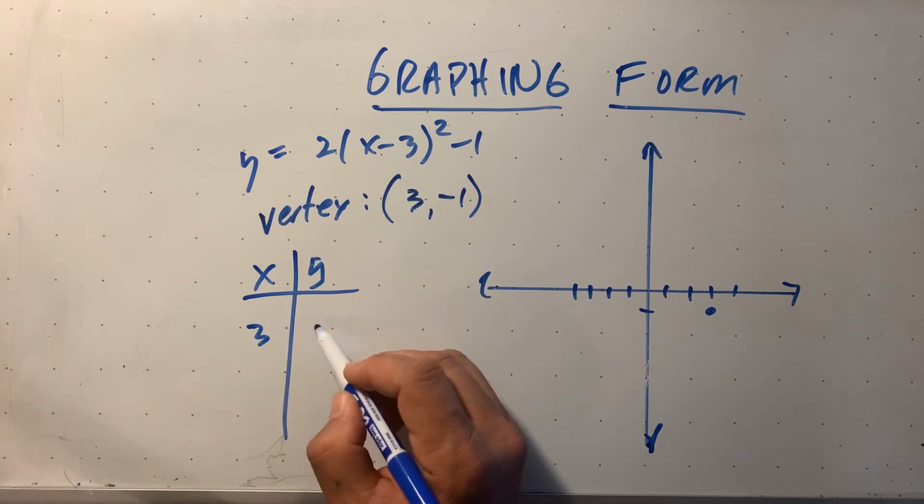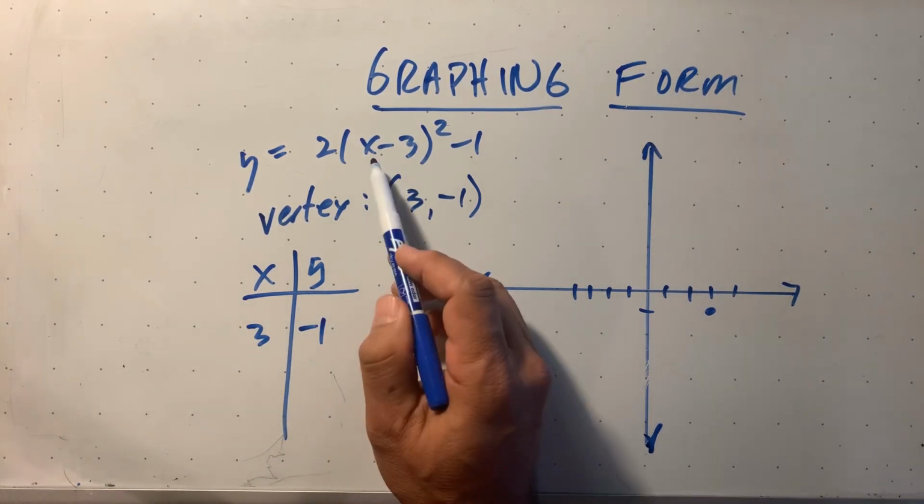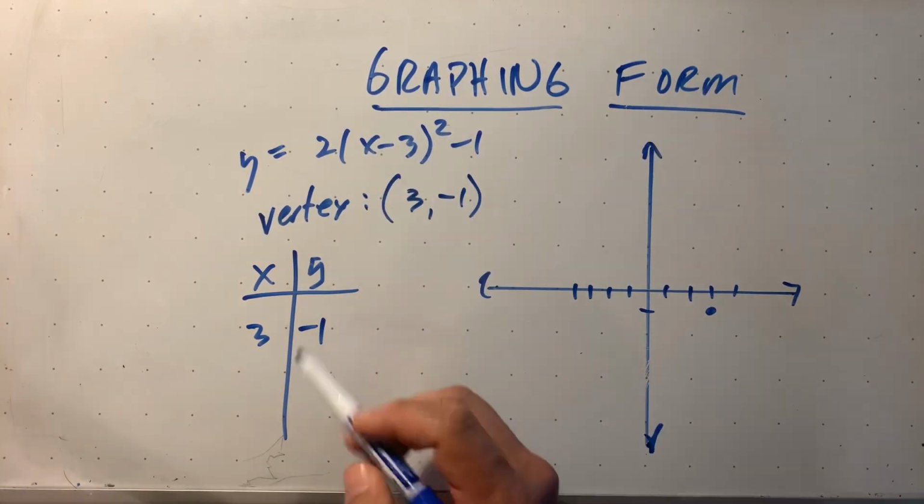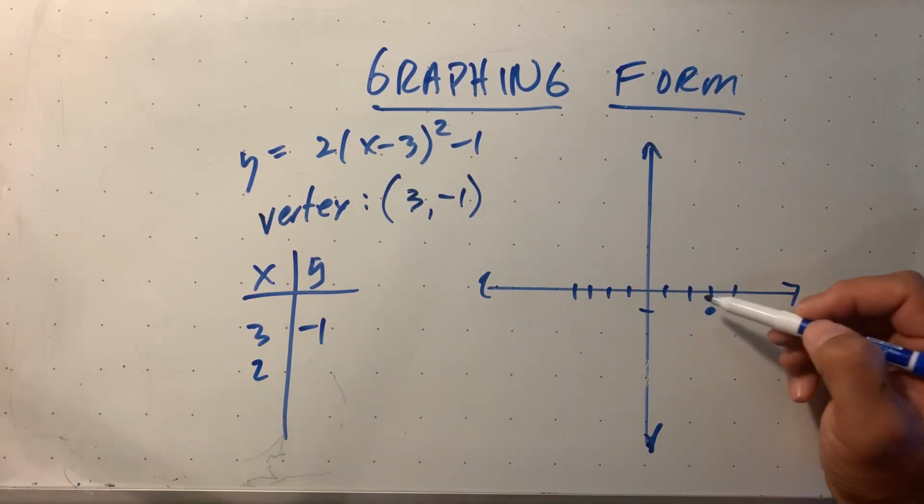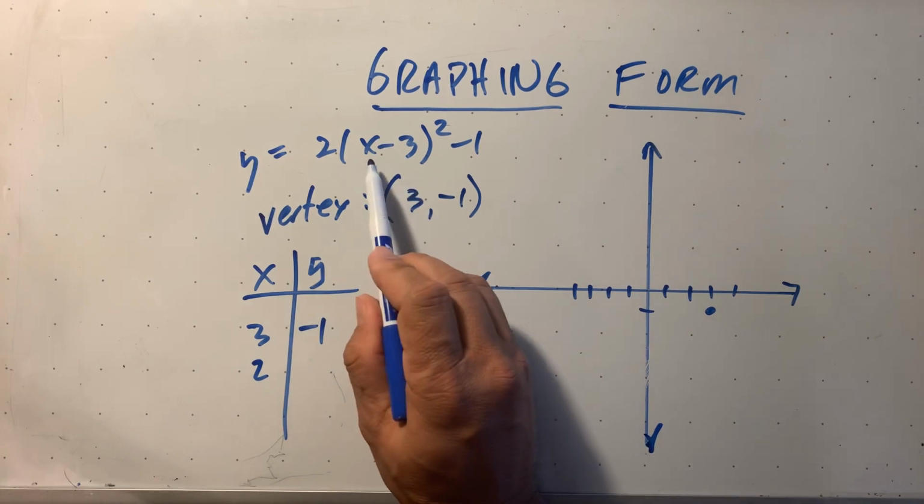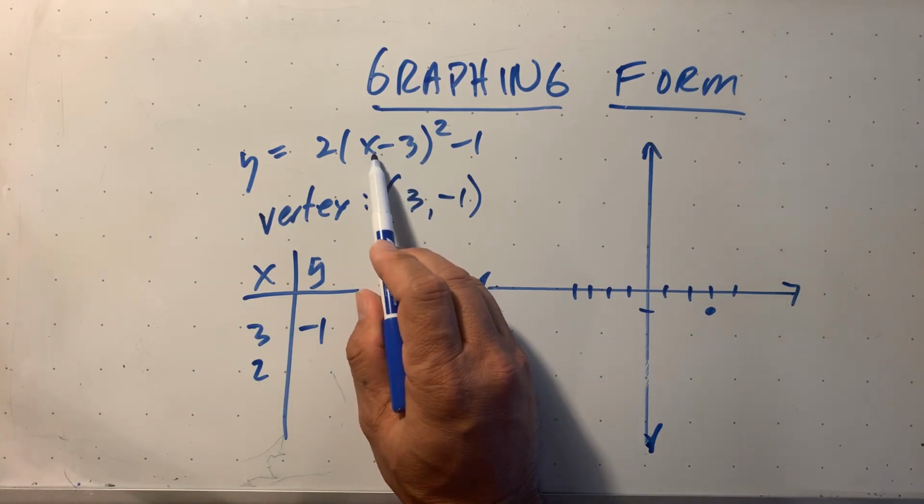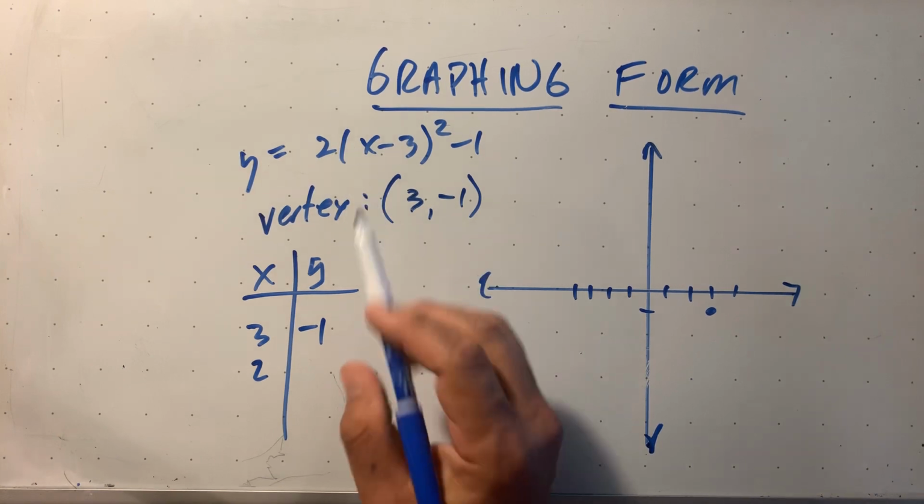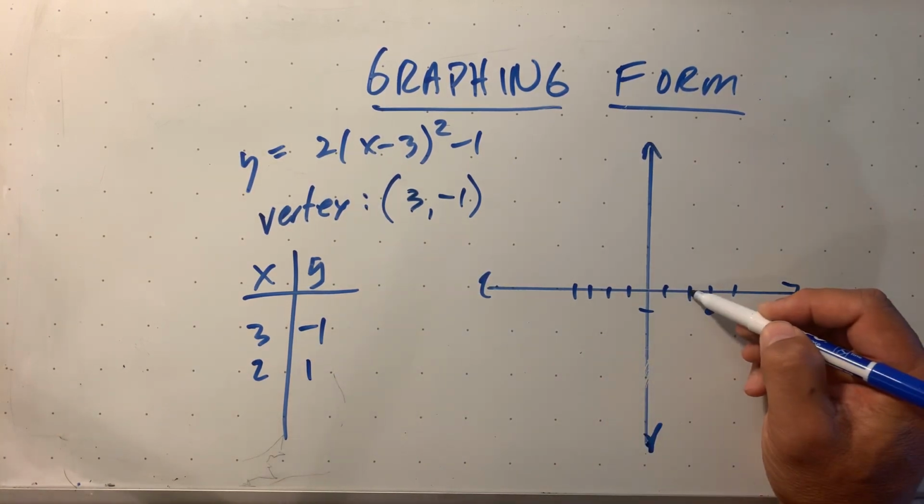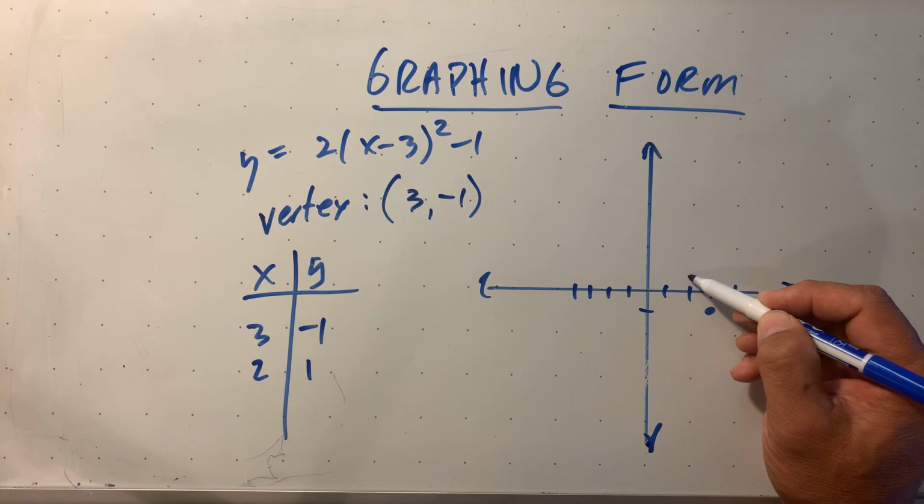If I plug in 3, I get -1. So plugging in 3, that makes it 0, so everything goes away, I get -1. And then I'll try, say, 2. If I plug in 2, 2 minus 3 is -1. -1 squared is 1. 1 times 2 is 2. 2 minus 1 makes 1. So (2, 1).